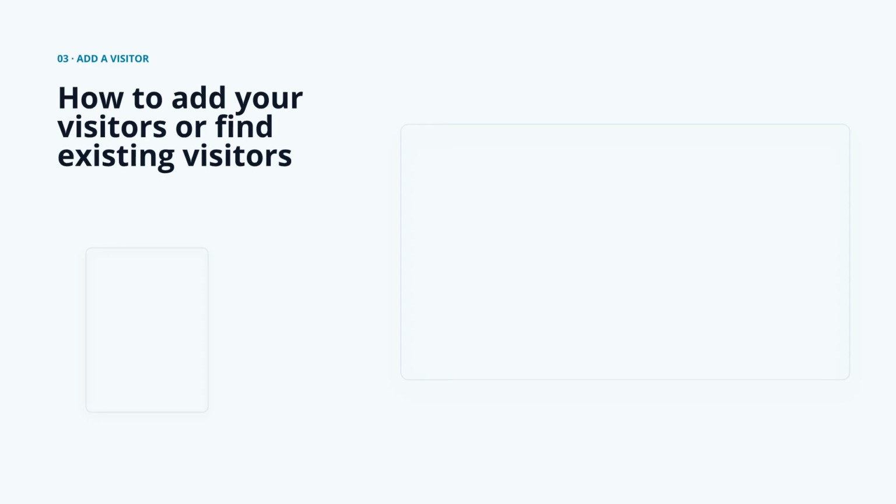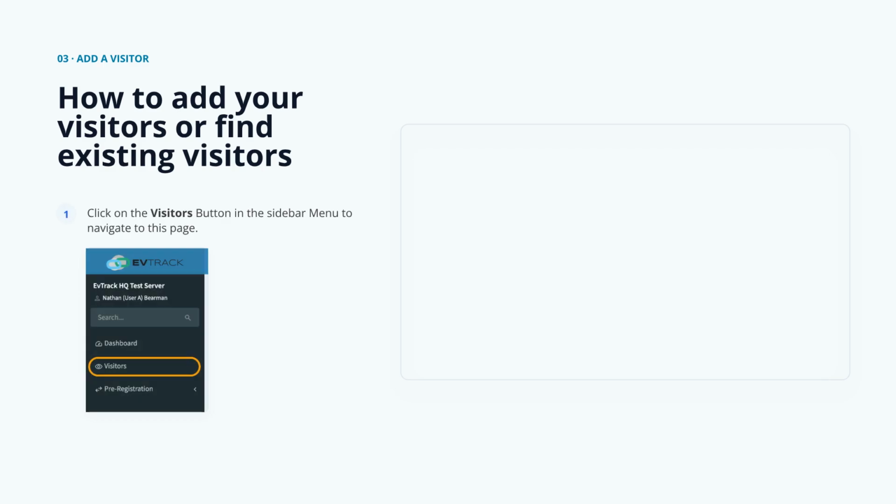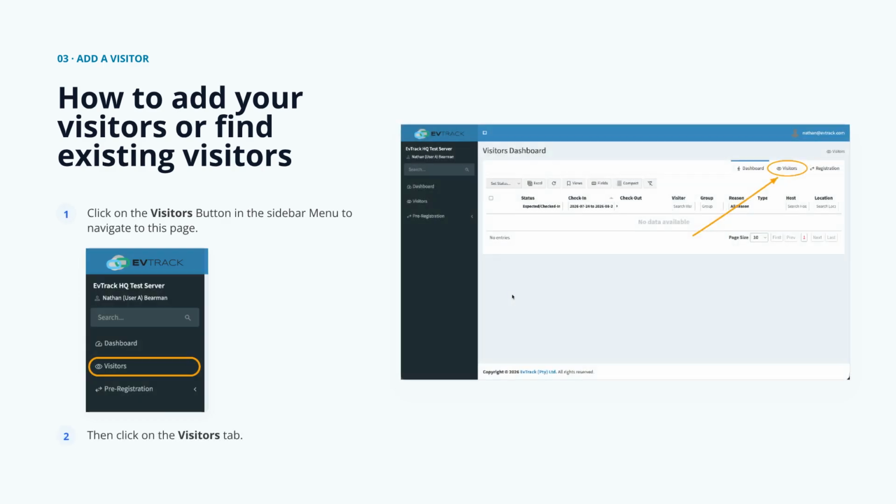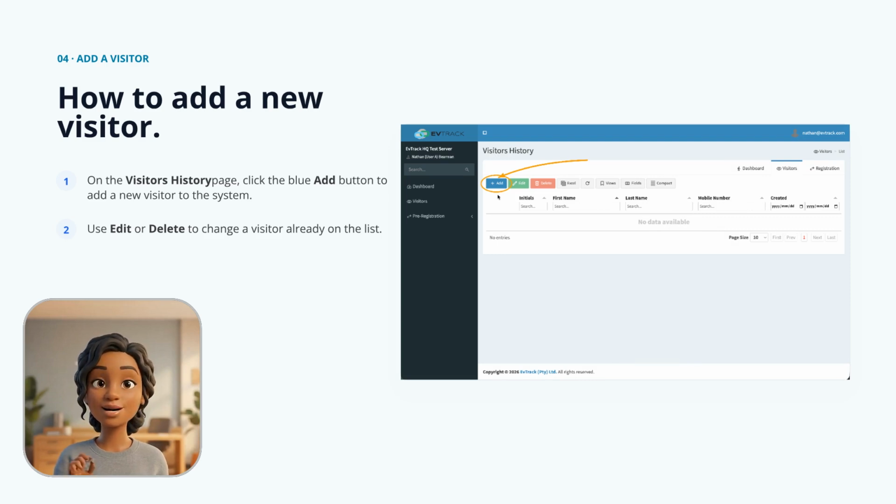To find existing records or add new guests, navigate to the sidebar menu and click the Visitors button. Then, open the Visitors tab to view your complete history. To register a new visitor, simply click the blue Add button on the Visitor History page. This opens the entry form where you can also edit or delete existing visitor profiles.